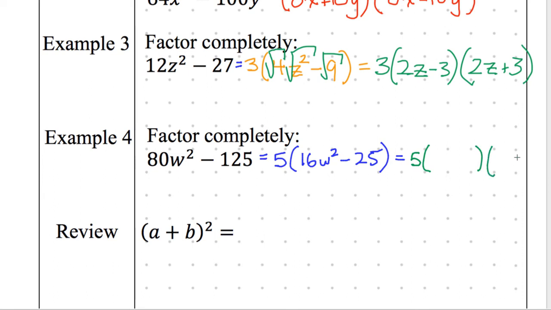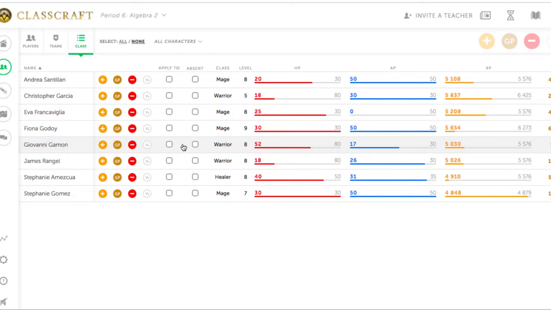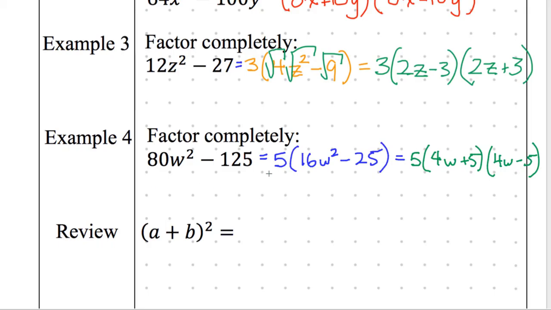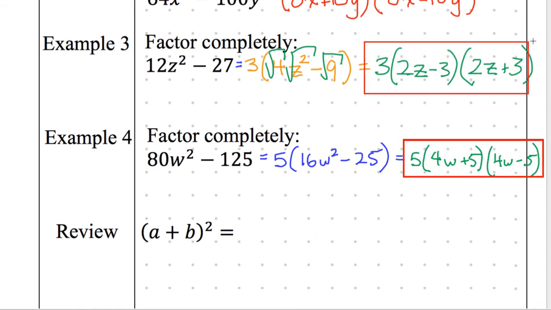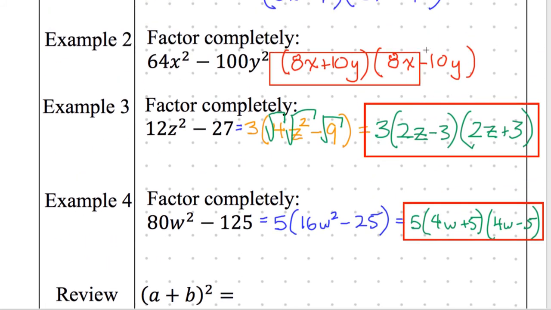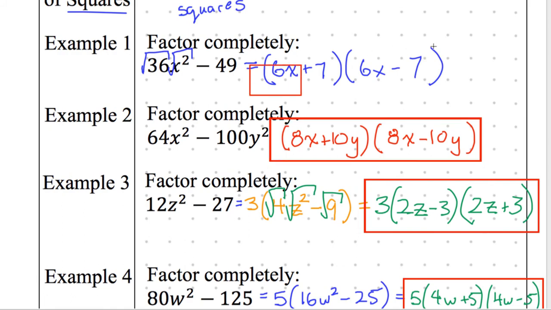What are those 2 binomials? Quiet raise hand. Eva. 4w plus 5 and 4w minus 5. There it is. Thank you, Eva. And there's our final answer. And I haven't been boxing these, so let me come back here and box our final answers. That's the final answer. That's the final answer. That's the final answer. And that's the final answer.